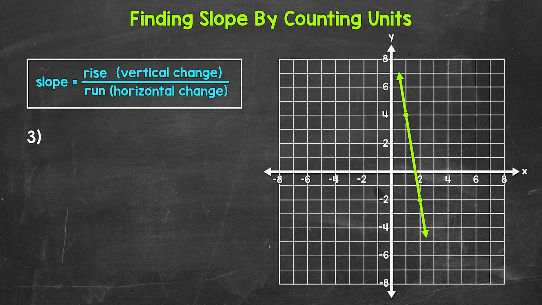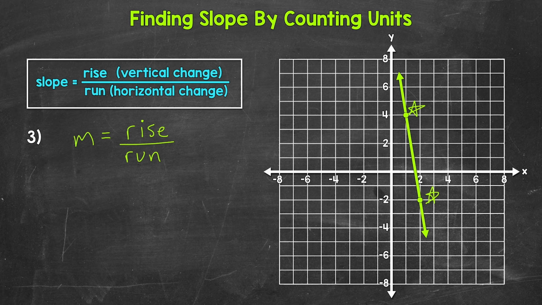This line is moving downward from left to right. So let's find the slope. Slope equals rise over run. Let's write this out again in order to get this down. And now let's find the rise and the run. We'll use this point right here and this point right here.